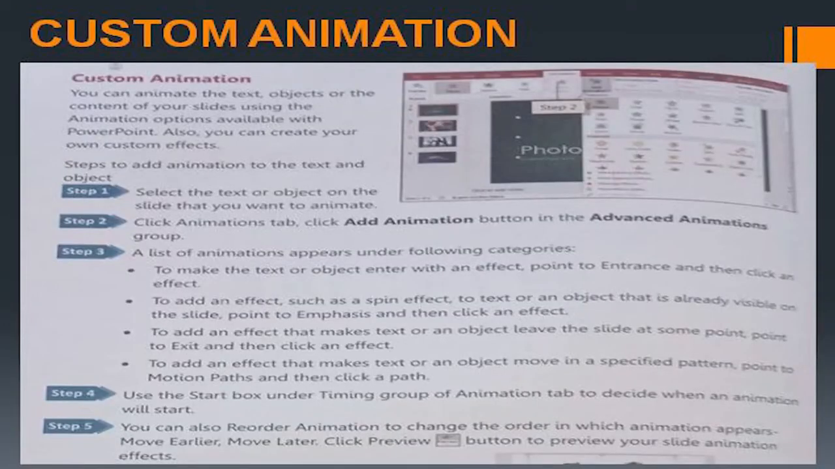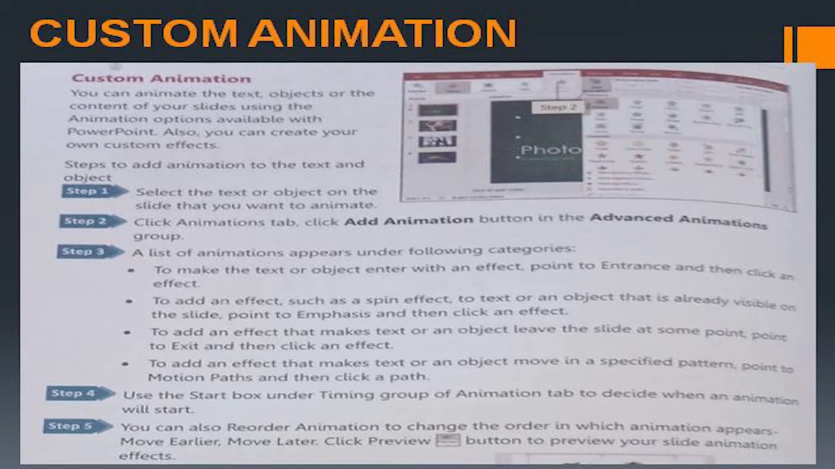Next one is custom animation. You can animate the text, objects or content of your slides using the animation options available in PowerPoint. Also, you can create your own custom effects. Steps to add animation to text and objects: Select the text or object on the slide that you want to animate. Click the Animations tab and click the Add Animation button in the Advanced Animation group. A list of animations appears under the following categories. To make the text or object enter with an effect, point to Entrance and click on the effect.